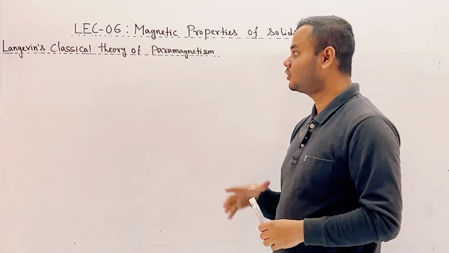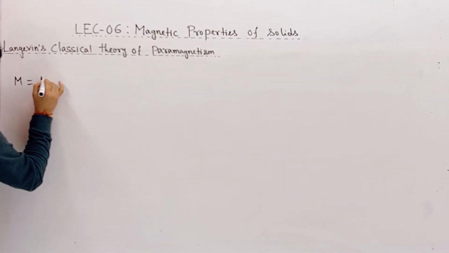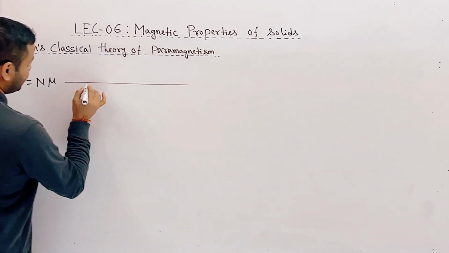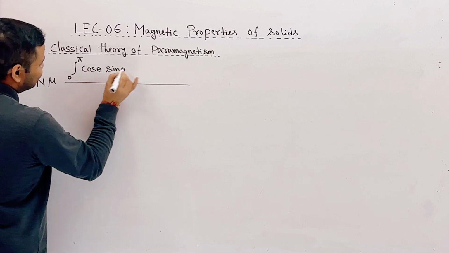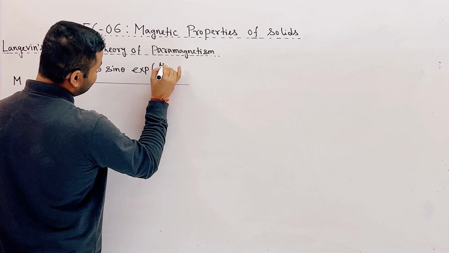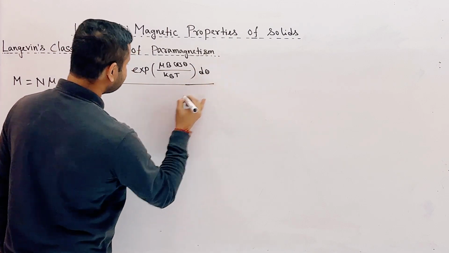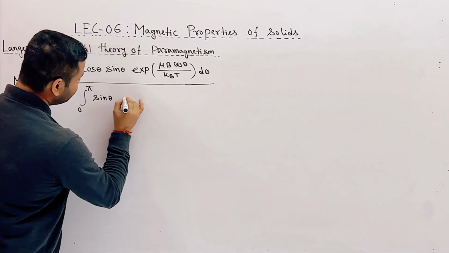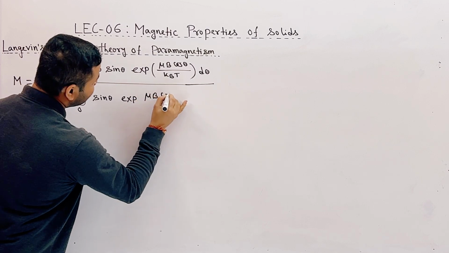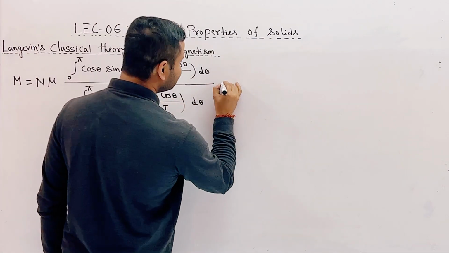So after simplification we obtain total magnetization as M is equal to n mu integration 0 to pi cos theta sin theta exponential of mu B cos theta divided by kBT d theta, divided by integration 0 to pi sin theta exponential of mu B cos theta divided by kBT d theta. Suppose this is equation number 1.